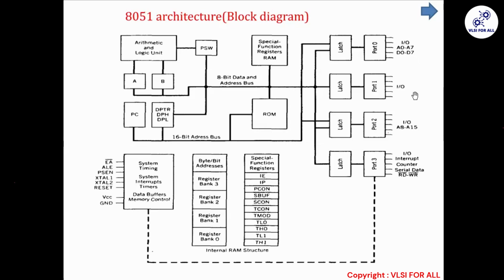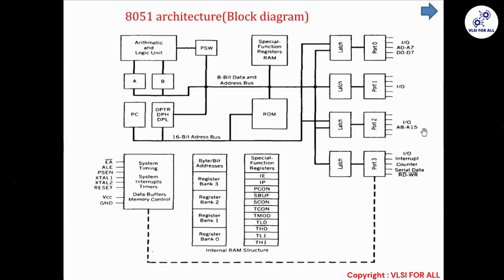Now port 1. What is it? No other function, only IO. Port 1 is supporting just input and output, no address or data. Whereas port 2 is acting as IO as well as what? A8 to A15 means what? As the address, right? This is 8-bit of address and this is the higher 8-bit of address it will deal with.